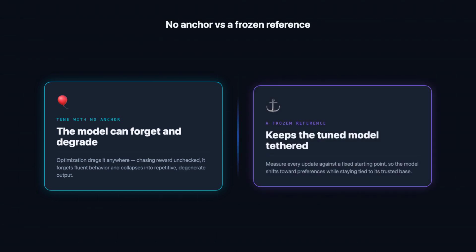Keep a frozen reference beside it, and everything changes. Every update is measured against that fixed starting point, so the model can move toward human preferences while staying tethered to the trusted base it began from. Alignment becomes a controlled step away from a known good model, not a free fall into whatever the optimizer stumbles onto. That tether is precisely what keeps alignment from being destructive.